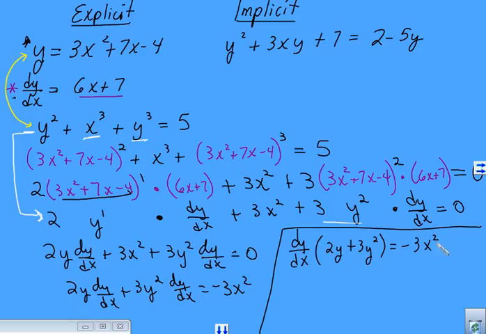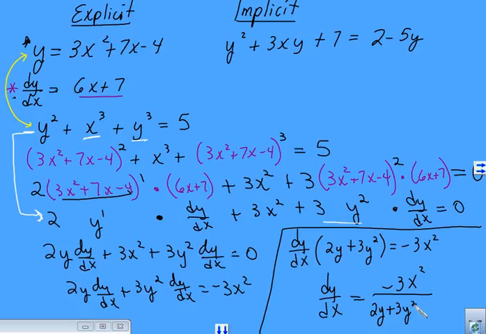Last but not least, I want to get dy over dx alone, so I'm simply going to divide this quantity over to the other side, and I will have ended up with negative 3x squared over 2y plus 3y squared. You can now see that you've isolated dy over dx.